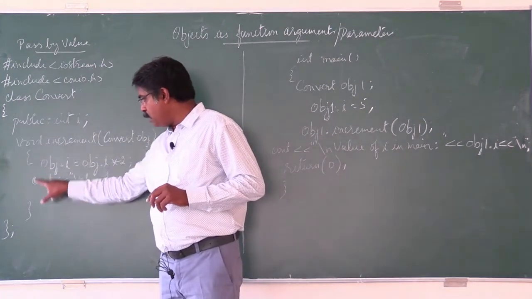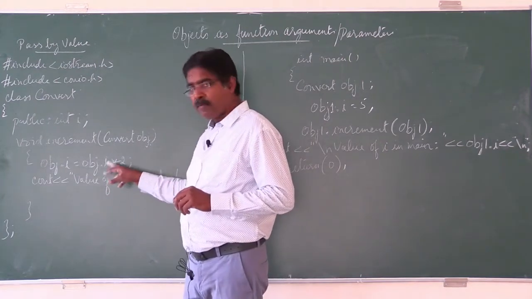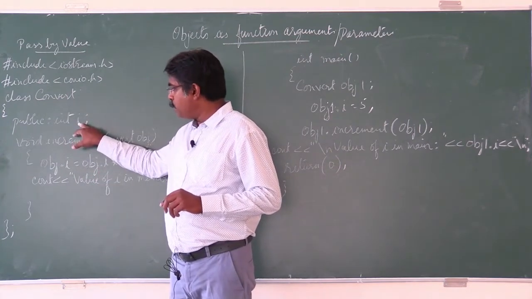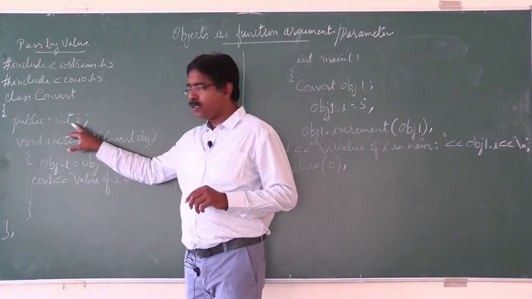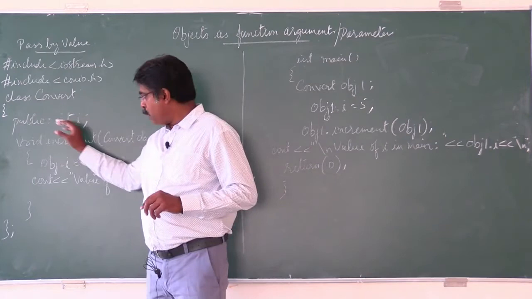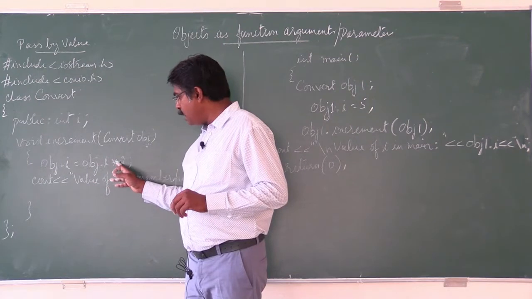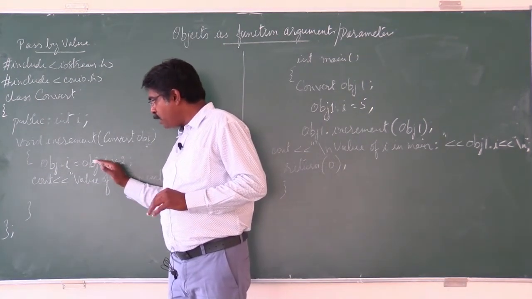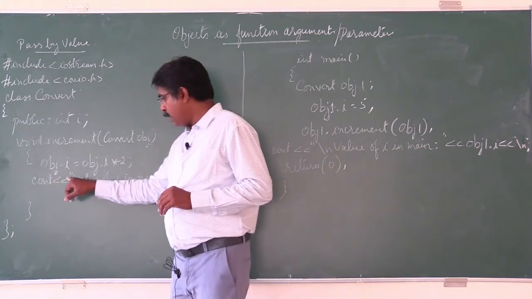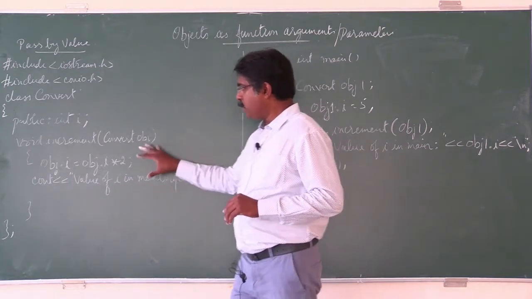Likewise, if you see the logic part of it, we are going to increment or multiply by 2 the given value. Obj dot I is the data member. This obj is accessing this member. Under obj of class convert, this I is there. Then this obj dot I into 2. It will multiply and store the answer in the same data member of obj, and it is going to print the value of I in member function. This is the member function.